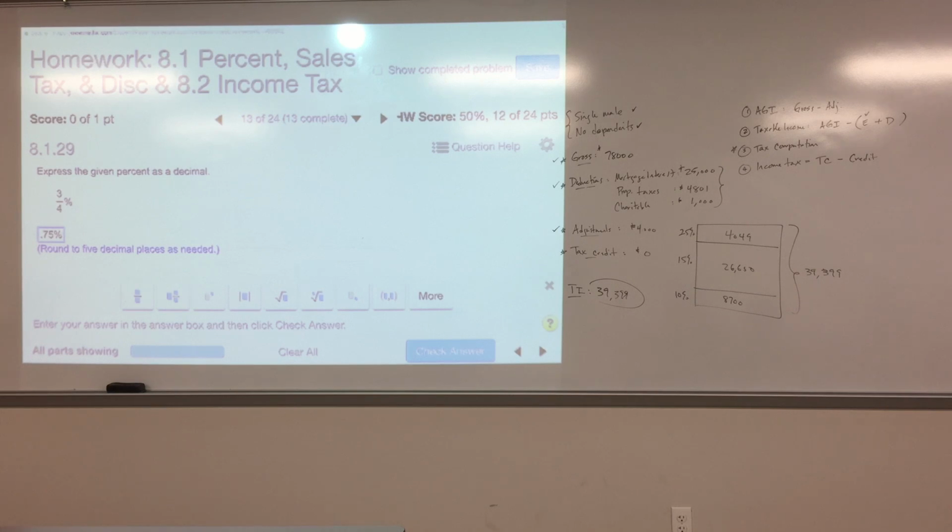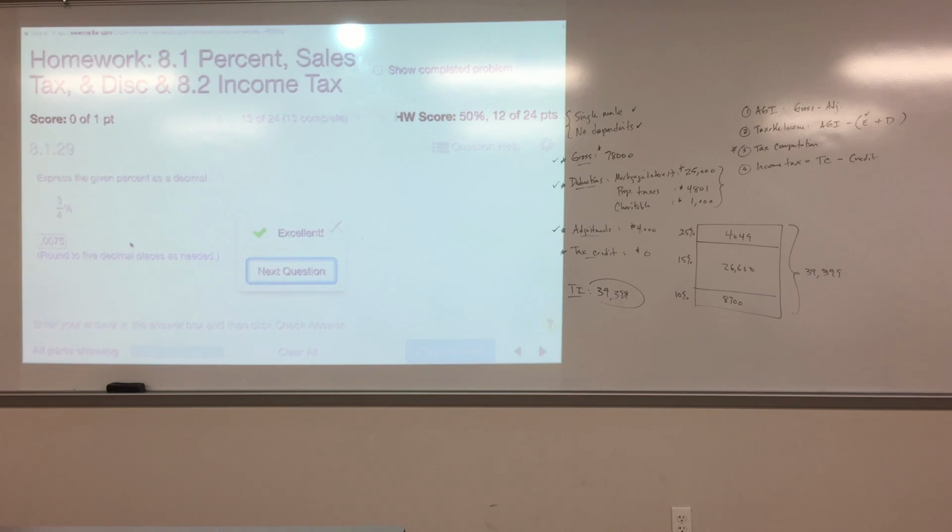When we convert it from a percent to a decimal, is that 2 to the right or 2 to the left? Left, yeah, exactly. Good job. So you had it right the first time: 0.0075, right?